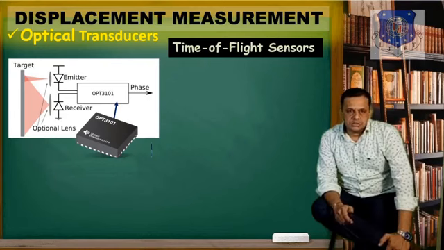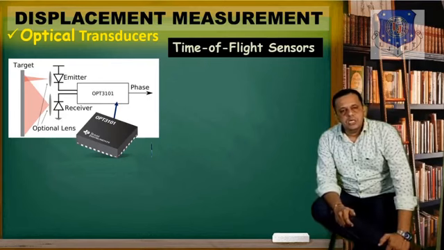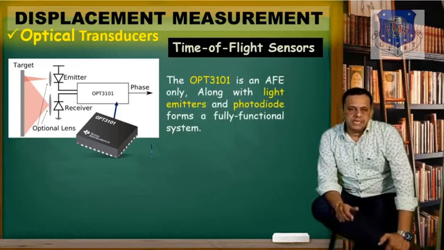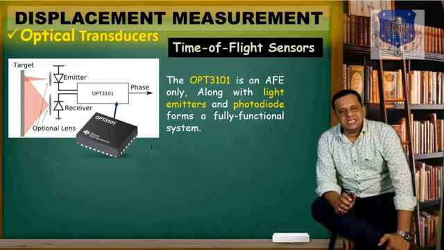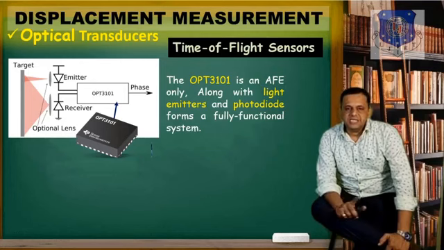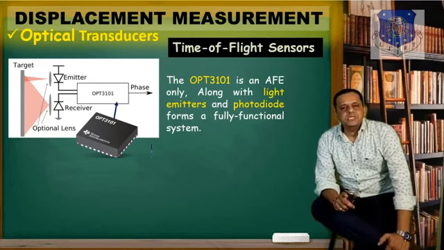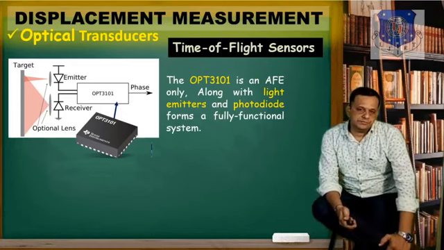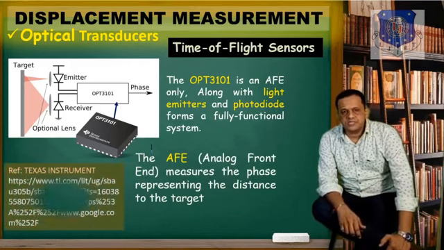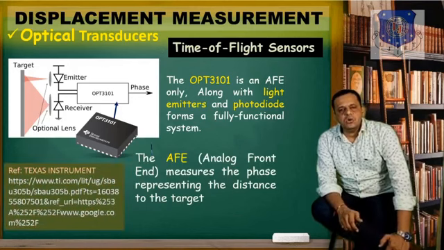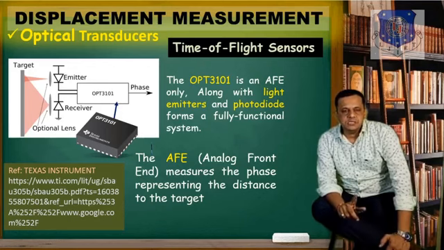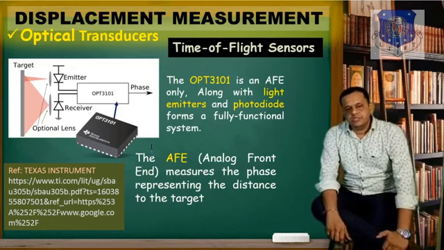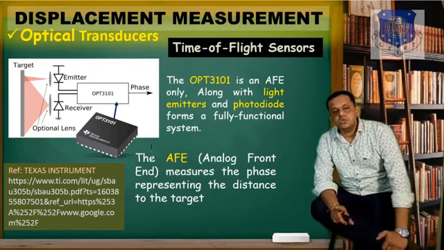This device I am showing you is the OPT3101. It is an AFE, and basically it measures the phase, but the entire system combines with the light emitter and photodiode to make a fully functional system. It is from Texas Instruments, and AFE is analog front end. Here it represents the portion related to the phase measurement, and the phase represents the distance of the target.